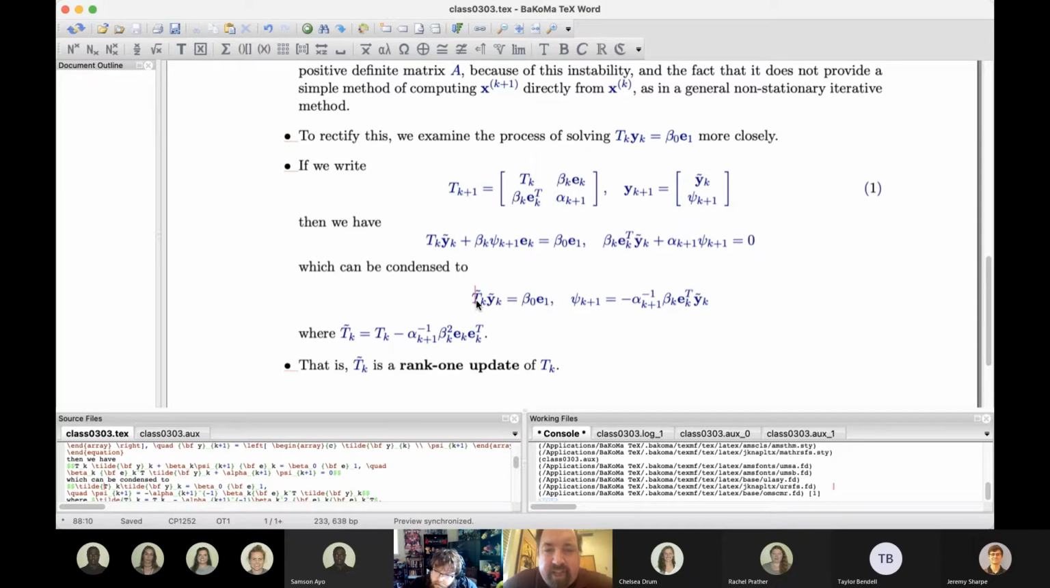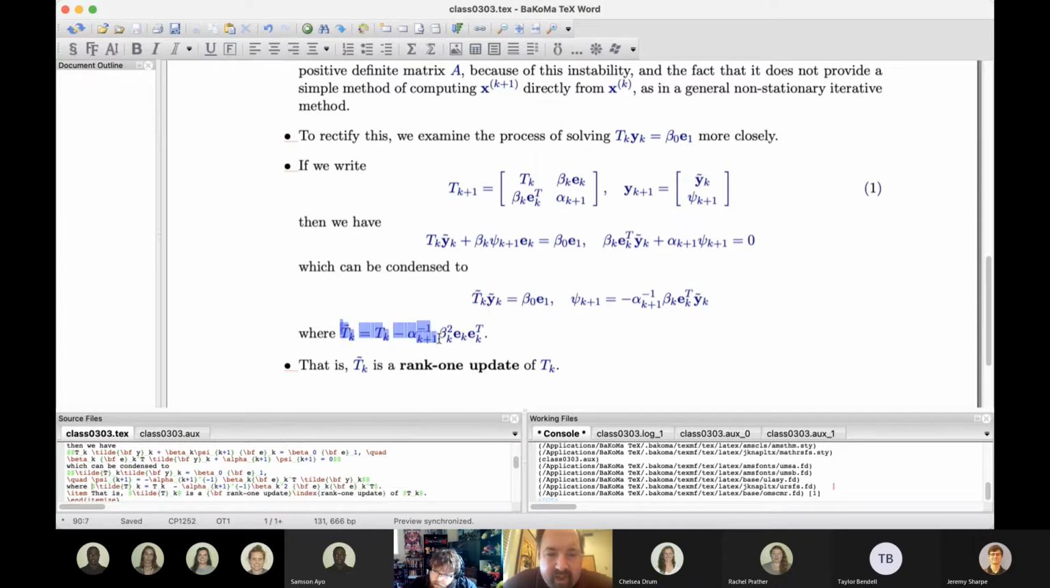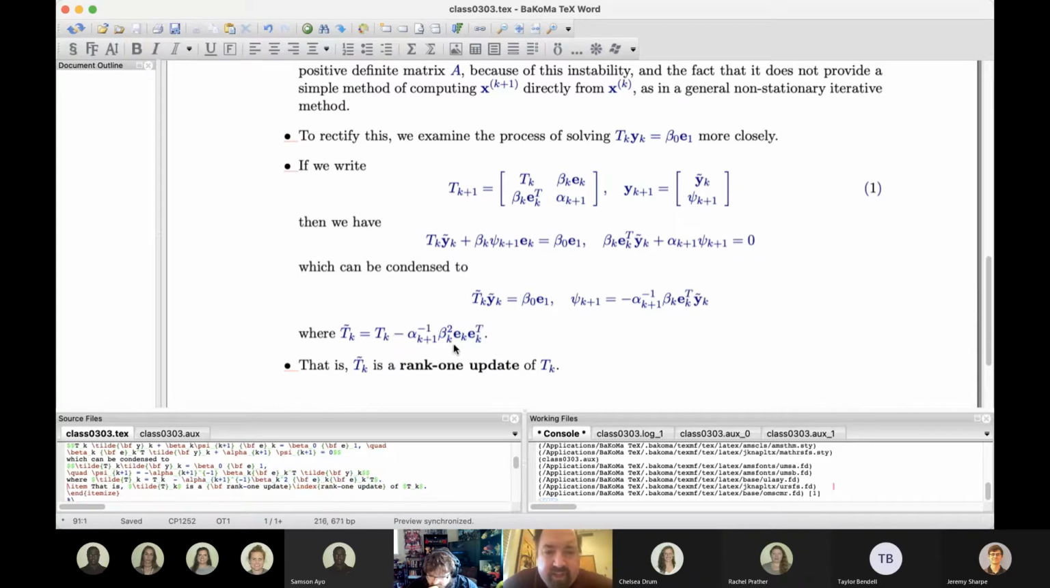And how do Tk tilde and Tk relate? Here's how. Because when I substitute this in here, then I have a yk tilde in both terms, and I can factor it out. And what's left is this matrix right here. So, this system, what does this term mean? ek transpose is an outer product.